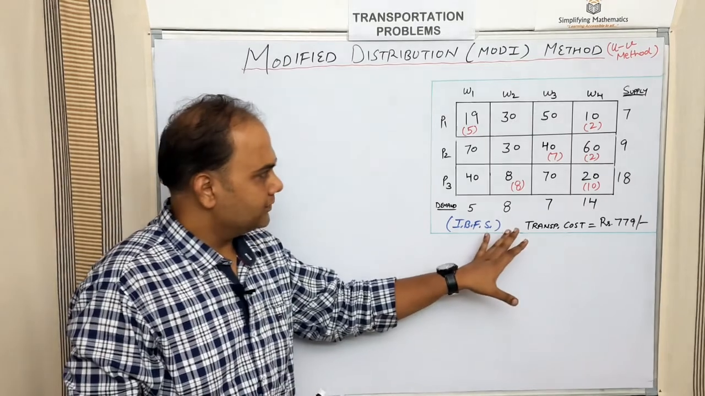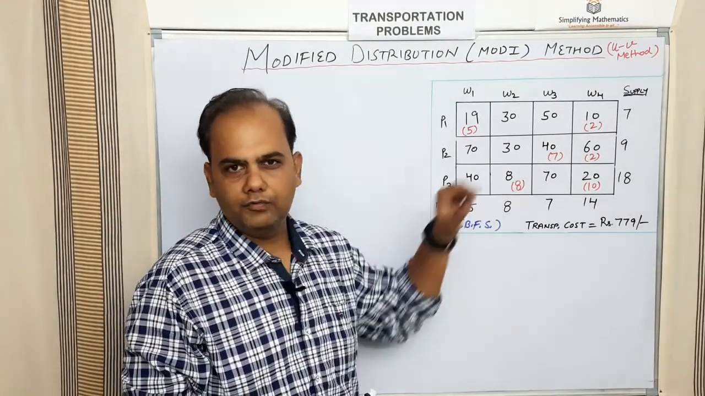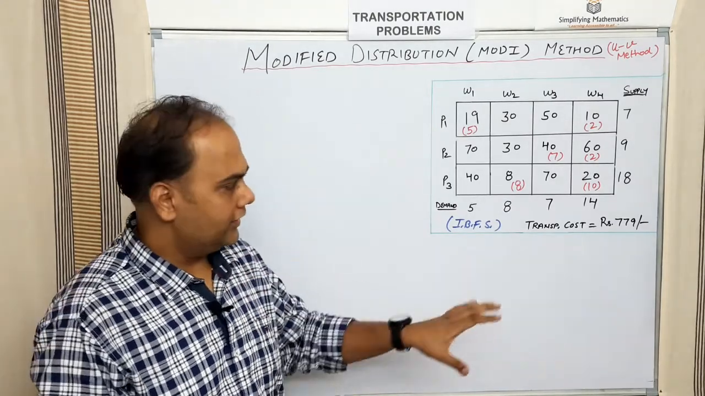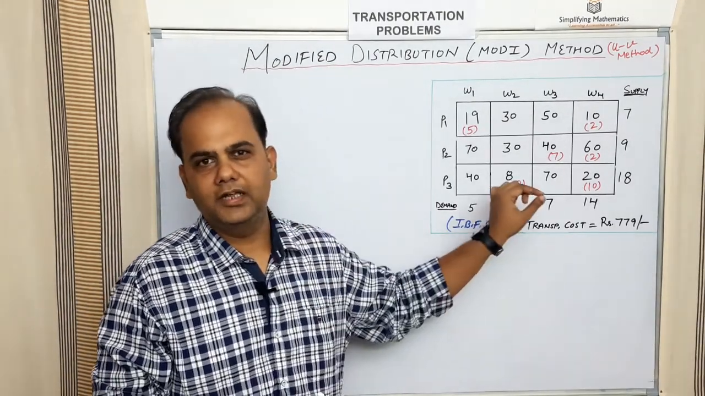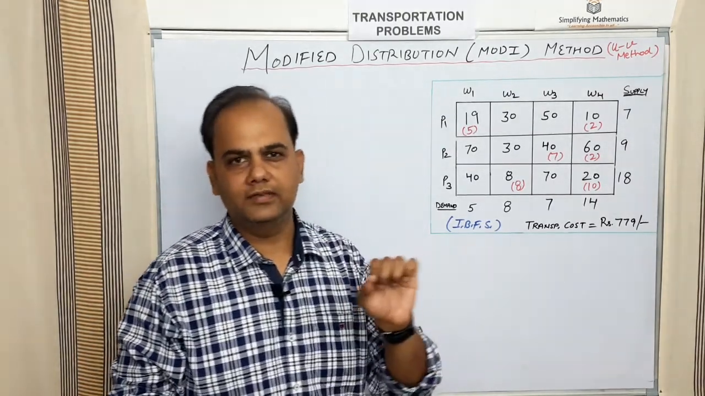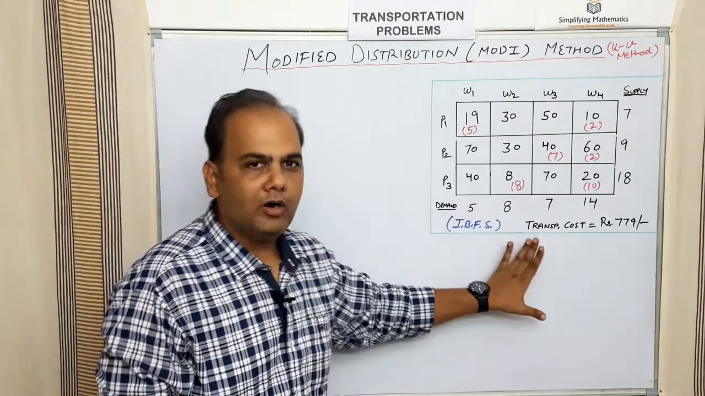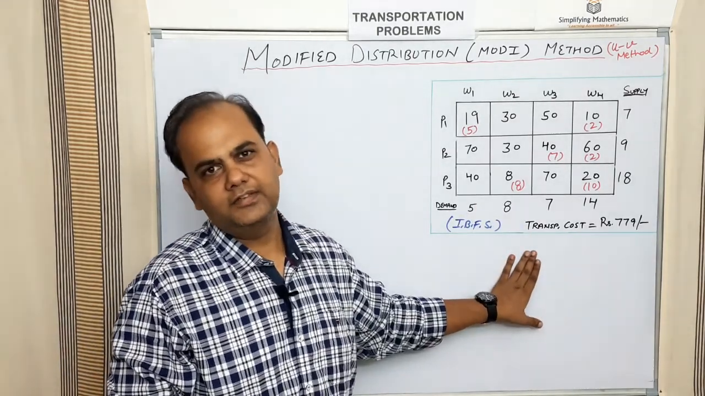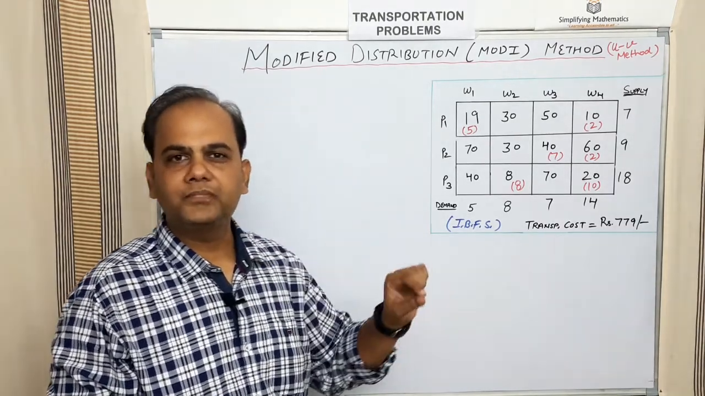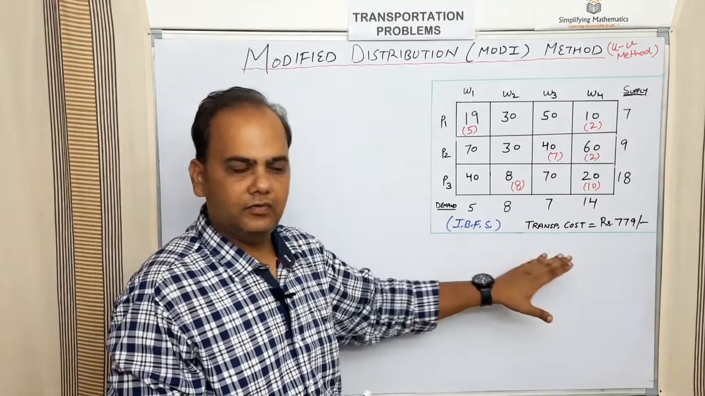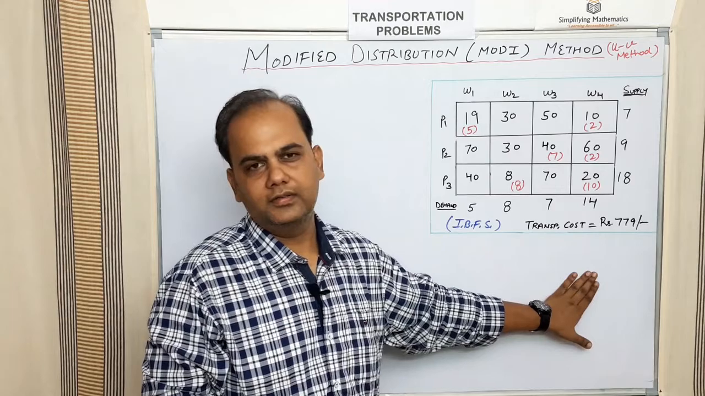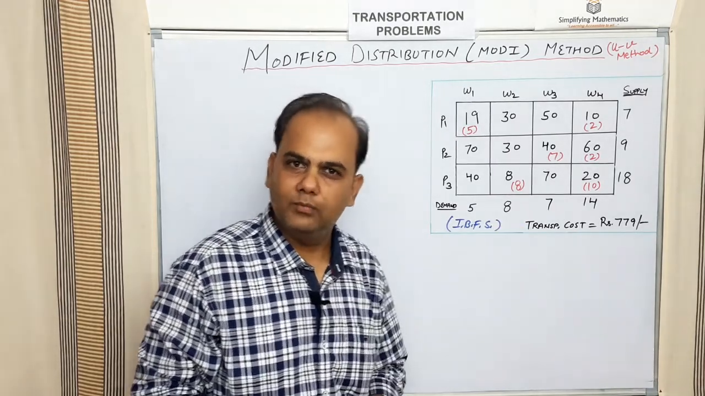Now consider a transportation problem which has 3 plants and 4 warehouses. The supply and demand are given to you. We have found the initial basic feasible solution by applying the VAM method, and the total transportation cost comes out to be 779. Now we have to perform the optimality test on this basic feasible solution to check whether it can be improved or not. That is, by performing the optimality test we will check whether this transportation cost can be further reduced or not. This is what we are going to check by the MODI method.